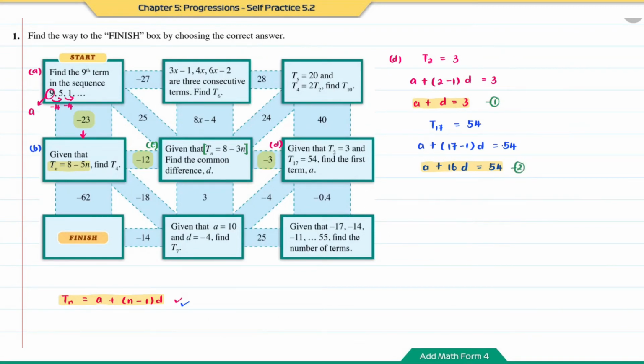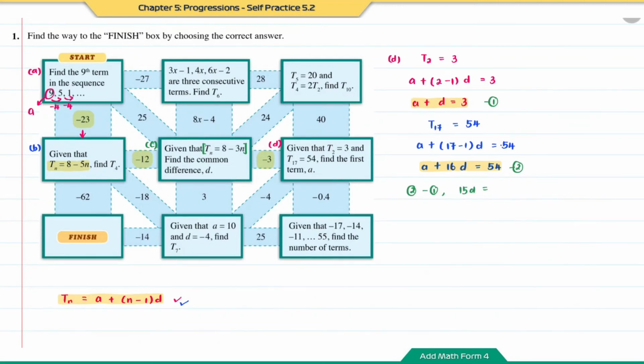As I have the A with the same value, I'm going to use equation number 2 minus equation number 1. So A minus A will be cancelled. 16D minus D, you will get 15D. 54 minus 3, you will get the answer equal to 51. So D equals 51 divided by 15, which is equal to 3.4. That is the D. So now we want to find the A.